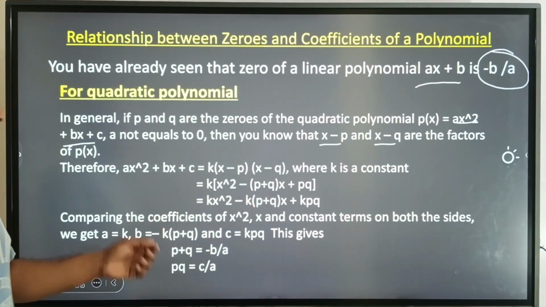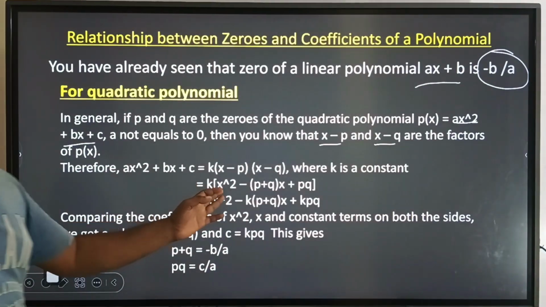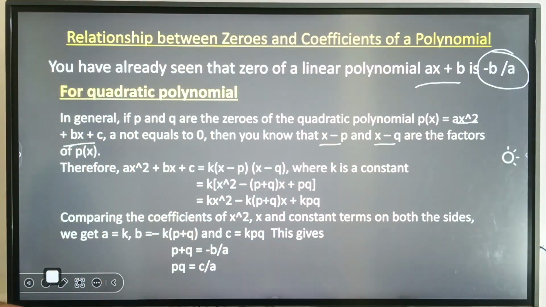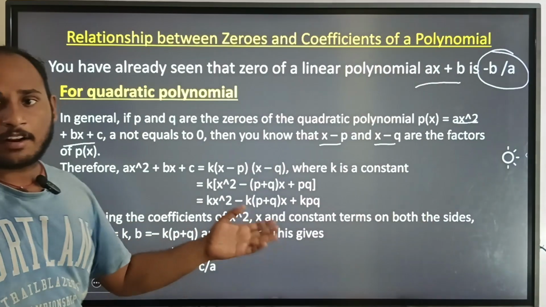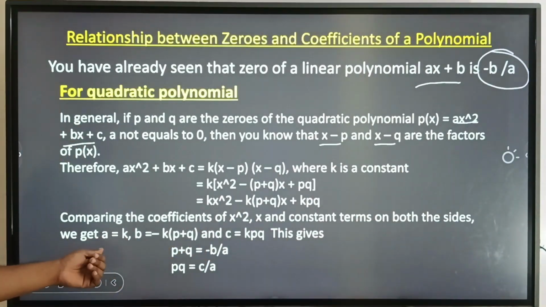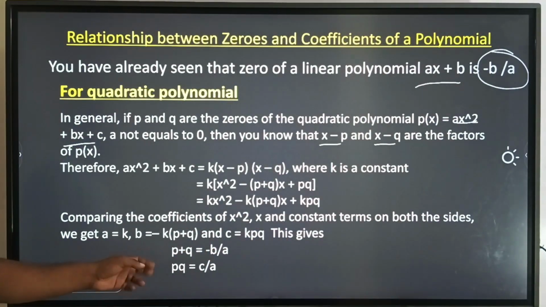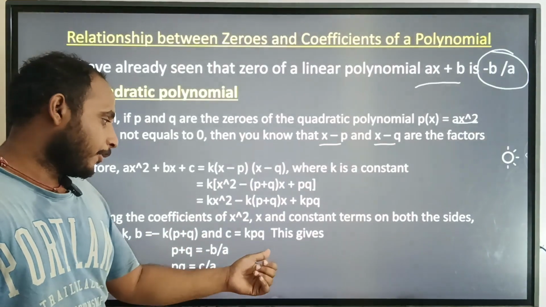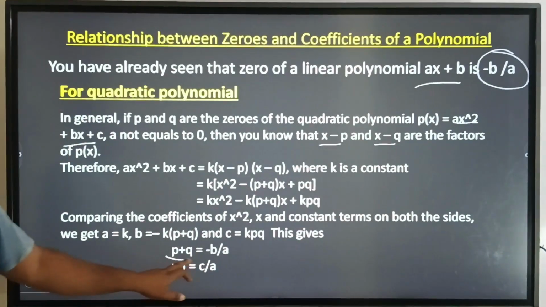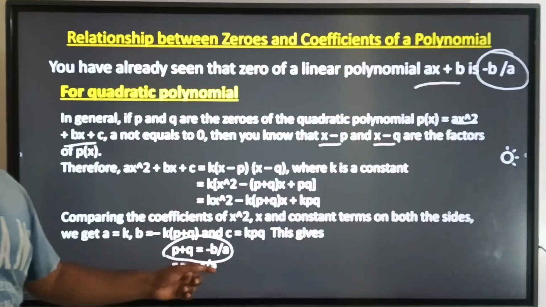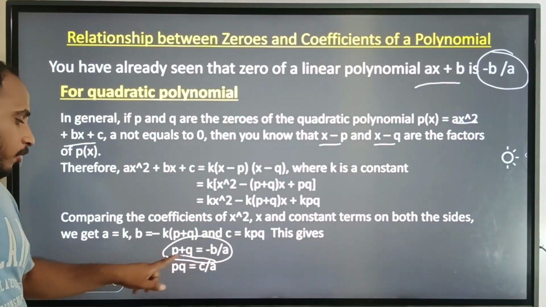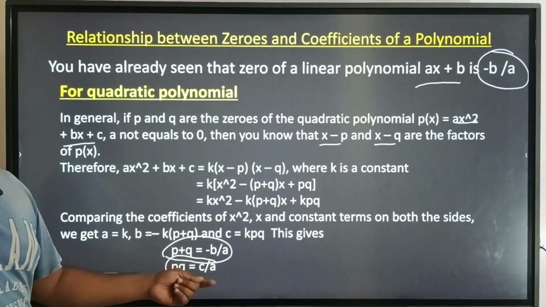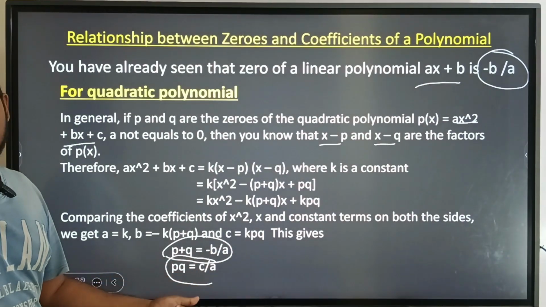is a constant, and this can be written as k into x square minus p plus q into x plus pq. Now, comparing the coefficients on both sides, we get a equals k, b equals minus k into p plus q, and c equals k into p into q. This gives the sum of the roots, p plus q equals minus b by a, and also the product of the roots, pq equals c by a, where b is the coefficient of x, a is the coefficient of x square, and c is the constant term.